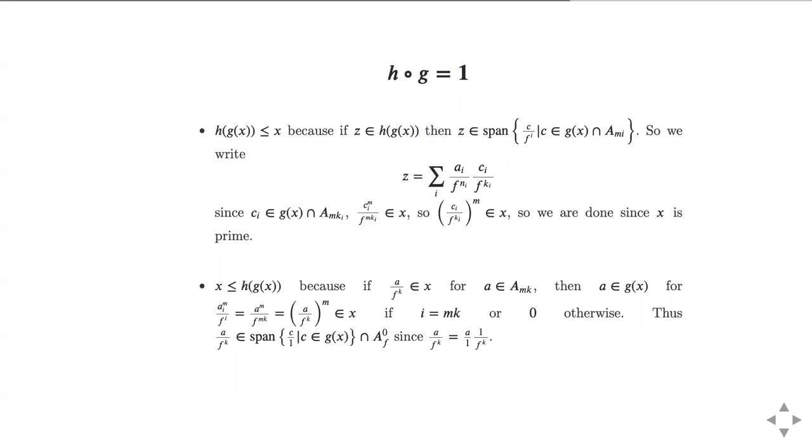Then we need to show that the backward and the forward maps actually compose to the identity. Identity here just means that set theoretically, they are the same set. So we first need to check that applying G then applying H gives a subset of X. This is because if Z is in the left-hand side, then Z is in the span. So we play the same trick again. We just write Z as a linear combination. And now we can see that because c_i to the power of m divided by f to the power of m k_i is in X.